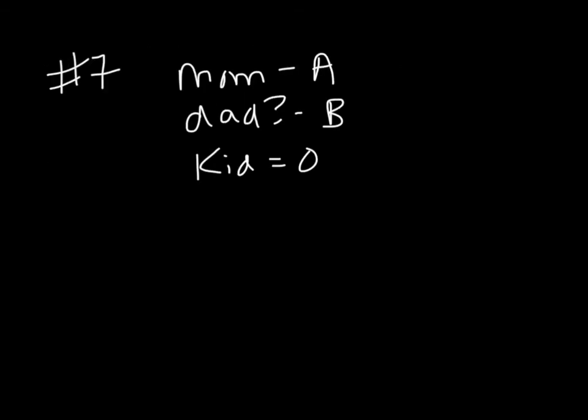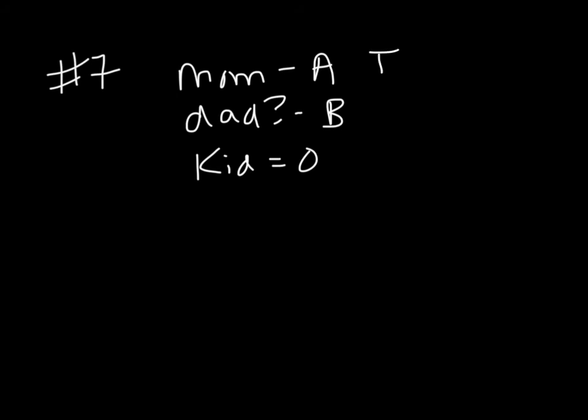This is problem number 7 from genetics 2. In this case, the mother has type A blood and her husband has type B. Their child has type O. The question is, can the child be from her husband? He says no, and she says yes. Now we need to say is he right or not.